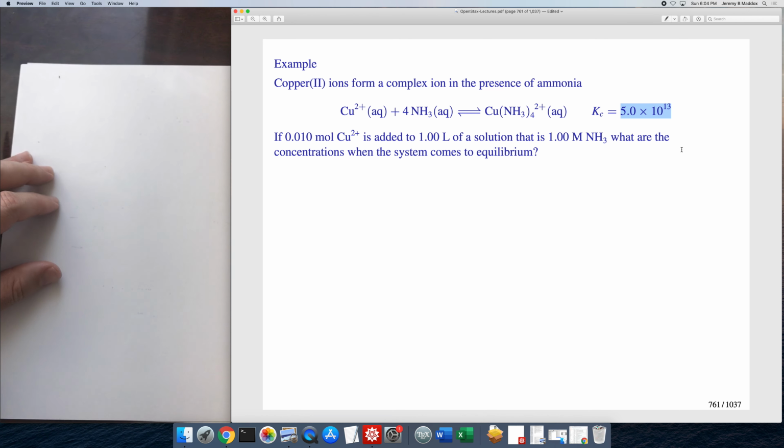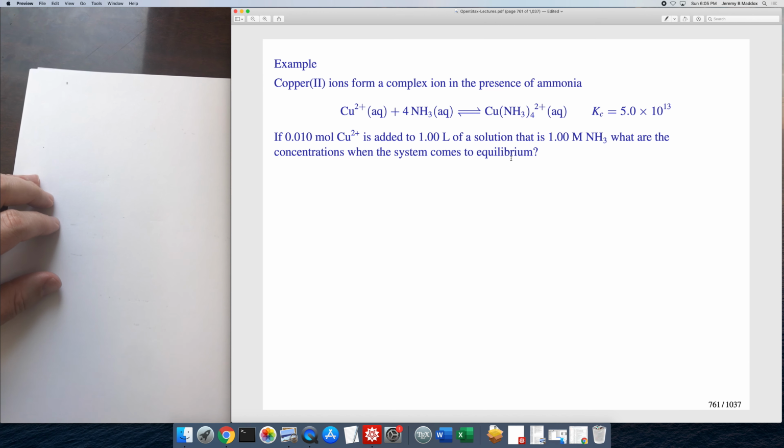Notice it has a very large equilibrium constant. So 5 times 10 to the 13. That implies that whenever you have any free copper around ammonia in aqueous solution, it is going to form this complex ion. In fact, most of the copper is going to be tied up in that complex ion. And in this problem, we've got 0.01 moles per liter of copper in the presence of a significantly high concentration of ammonia, and they want to know what are the concentrations of all of the species at equilibrium. Well, what you're going to find is that the free copper concentration is going to be very small. The ammonia concentration probably won't be affected that much, but it will change a little bit, and almost all of this copper ion is going to be tied up in that complex ion.